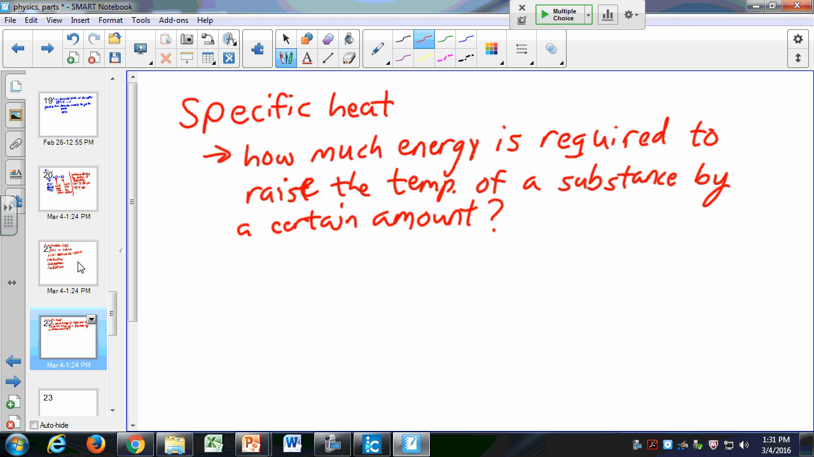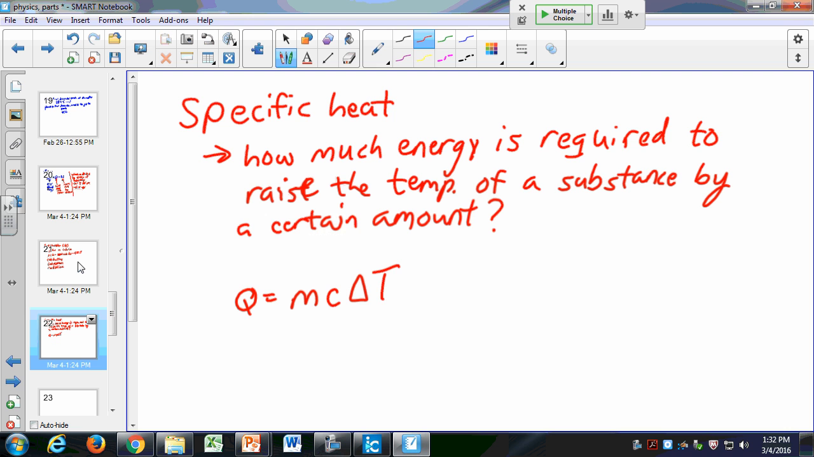All right, y'all know what the specific heat of water is? It's 1, right? The specific heat of water is 1 calorie per gram degree Celsius. That means that it takes 1 calorie to raise 1 gram of water by 1 degree Celsius. Right? That is specific heat, and it comes into play when I want to determine how much heat flow is required to raise the temperature of a substance by a certain amount.